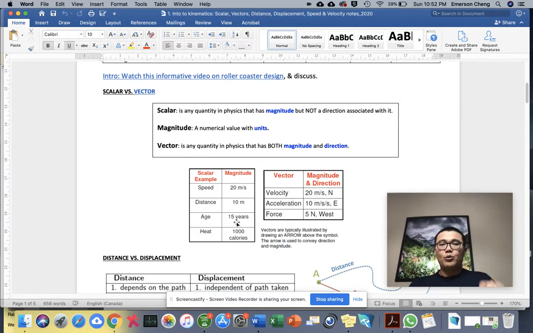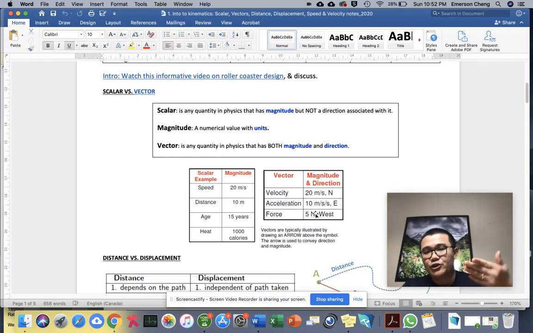Whereas a vector is any quantity in physics that has both magnitude and a direction. Velocity is very similar to speed. If you look at the unit, it's the same unit, meter per second. But velocity has a certain direction. For example, it might be 20 meters per second north. Acceleration might be 10 meters per second east, and then you have force.